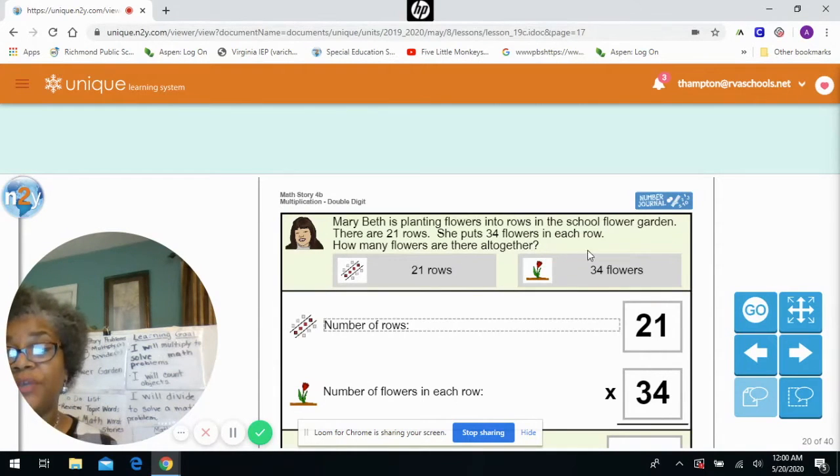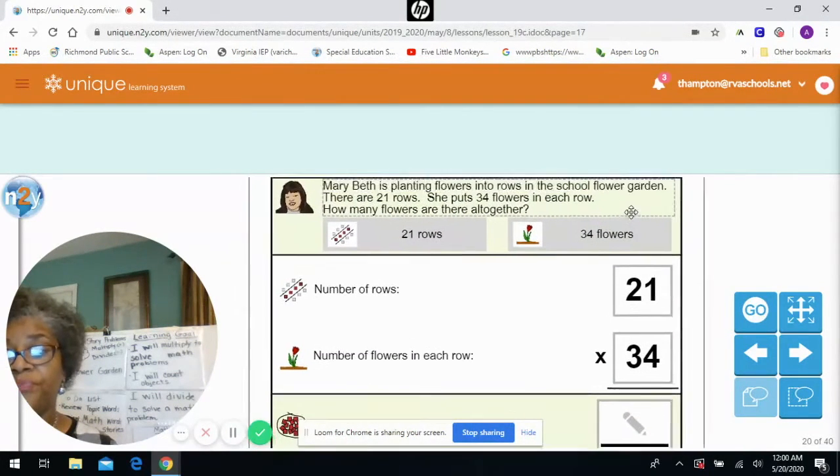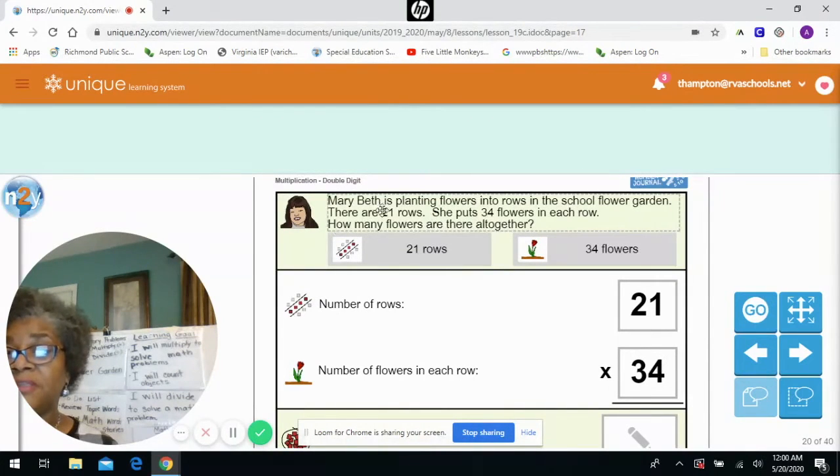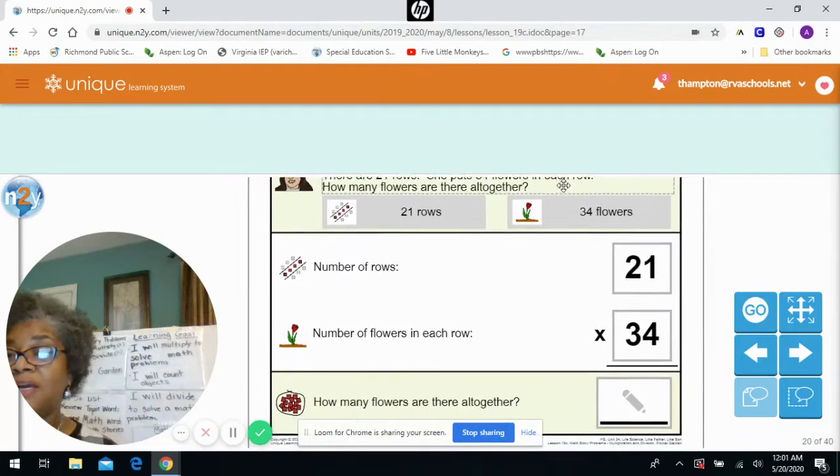Okay, so what are we going to do here? It says she has 21 rows and she's going to put 34 flowers in each row. So we have to multiply 21 times 34. 21 rows with 34 flowers in each row. So we're going to do 34 flowers in each row, 21 times. Okay, so do we really want to draw a lot of those circles this time?